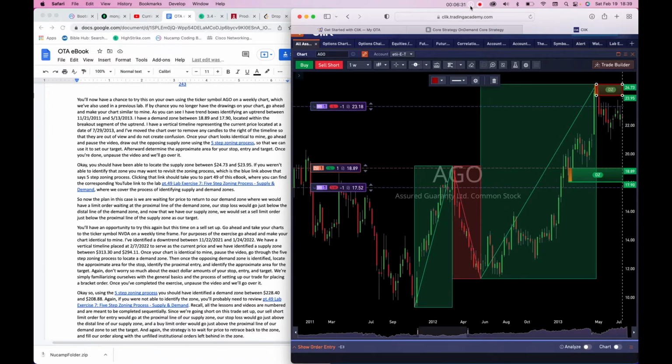Okay, you should have been able to locate the supply zone located between $24.73 and $23.95. If you weren't able to identify the zone, you may want to revisit the zoning process, which is in the blue link here that says 5-step zoning process.